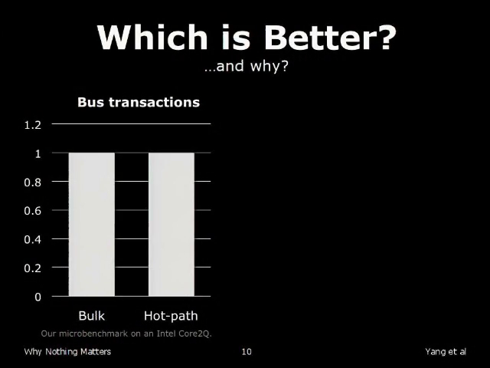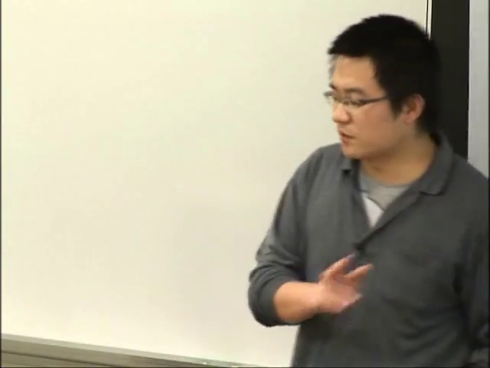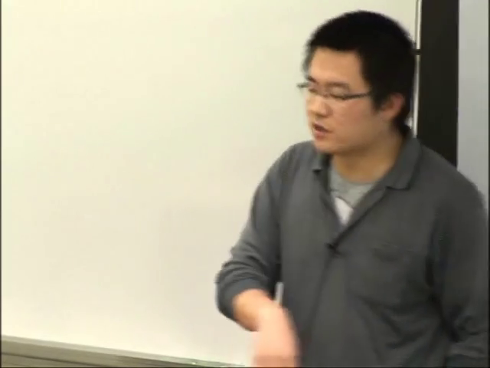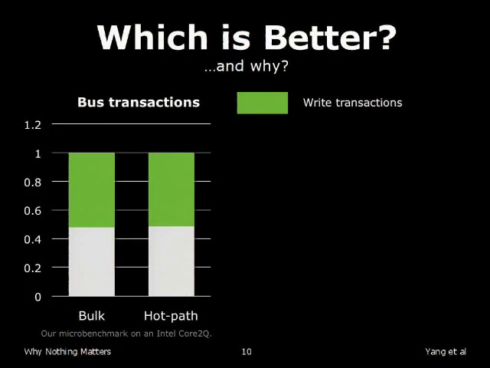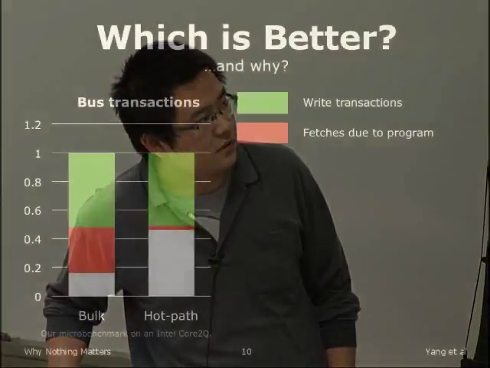So we try to understand this problem and why. The first guess is definitely something about the memory subsystem. And we measure the number of bus transactions. All of the data is normalized to the bulk. So both of them generate the same number of bus transactions. It does not answer our question. And here are the write transactions, still the same. The fetch transactions, write transactions, still the same. So, still it does not answer our question. And here it is.